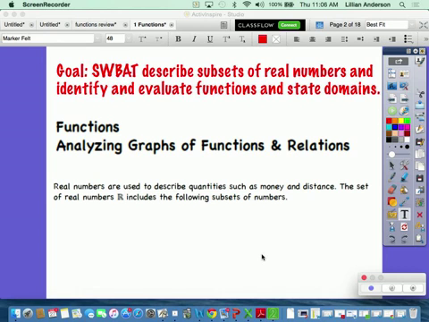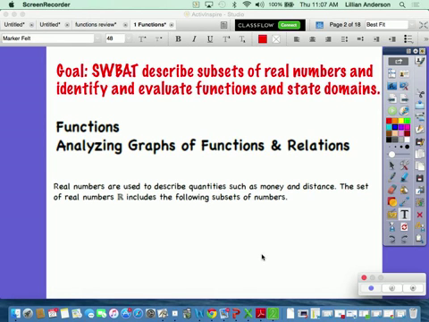Okay? So again, hopefully you guys are writing down this goal, but again, you guys will be able to describe subsets of real numbers and identify and evaluate functions and state domains. Now some of this stuff will be a review from Algebra 2, okay? If you don't remember anything from the summer taking place, hopefully some of this stuff will start coming back to you as we go through it, okay?